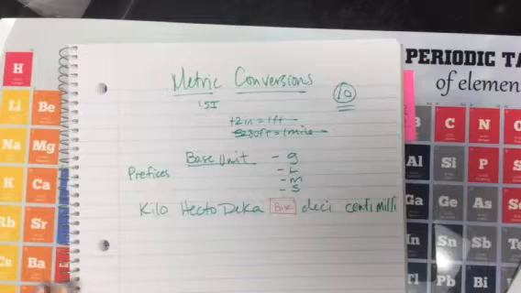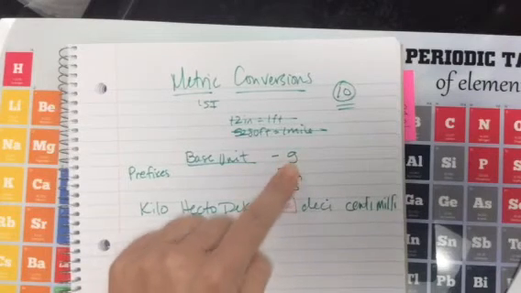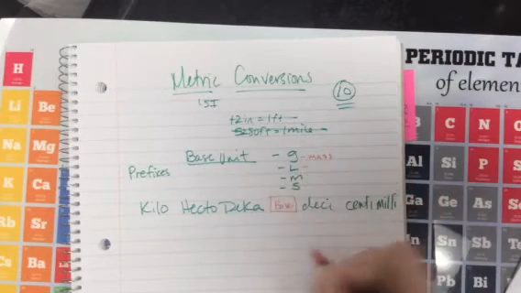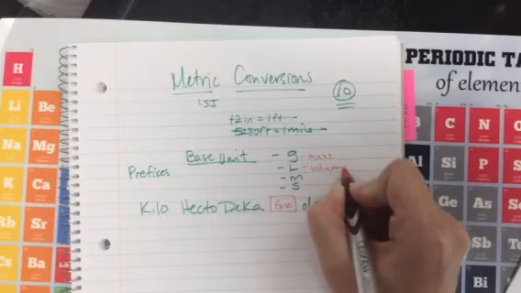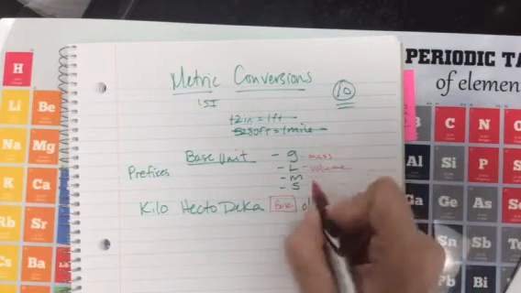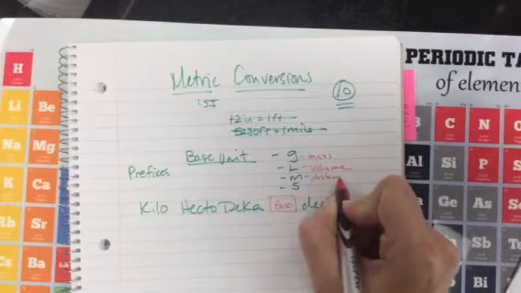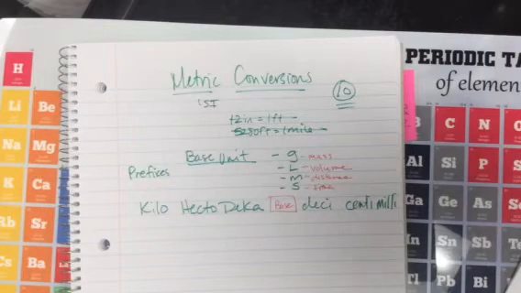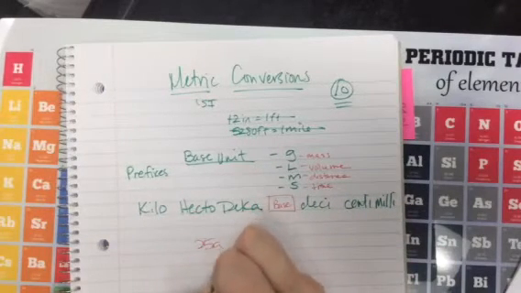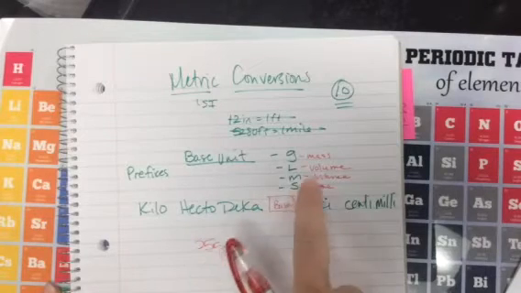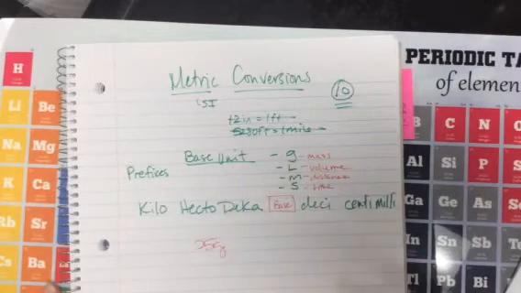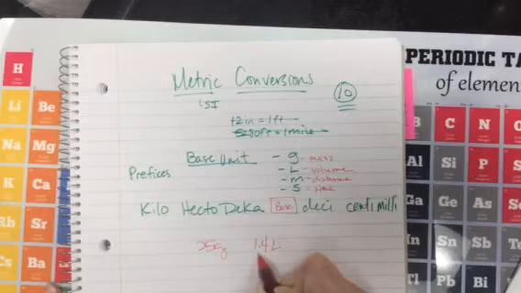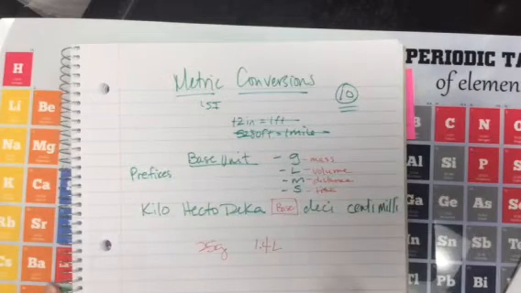So if we have a base unit, that means that you just have grams. Grams is something that you use to measure mass. If you have liters, you're going to use that to measure volume. How much space does something take up? Meters is distance, and seconds is time. So if you have just something that says 25 grams, that means that you have 25 of the base units for mass. If you have 1.4 liters, that's volume, so you have 1.4 volume.